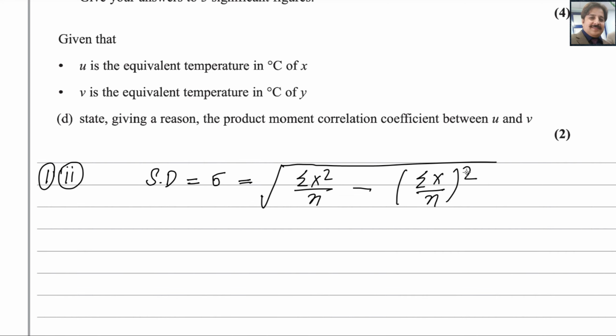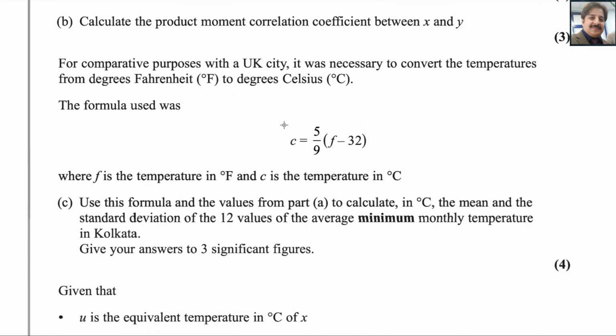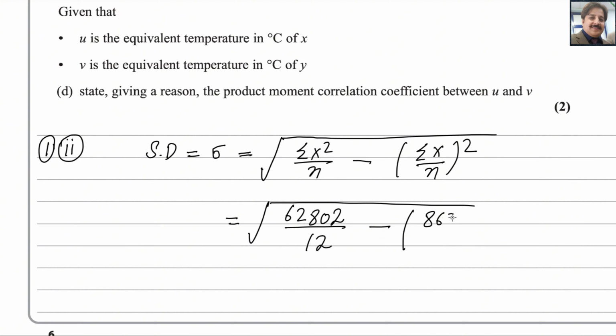Now substitute the values from the given data. Sum of x squared is given there, it equals 62,802, and sum of x equals 862. Just substitute these values in this formula and we'll get the answer. So sum of x squared is 62,802 divided by 12, minus sum of x, that is 862 divided by 12, and take the whole square.